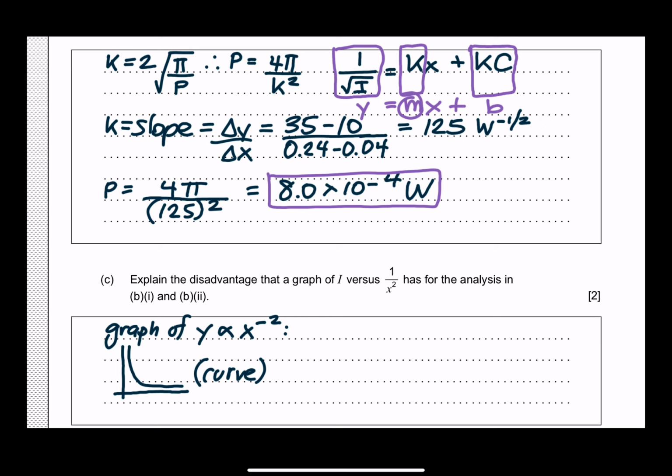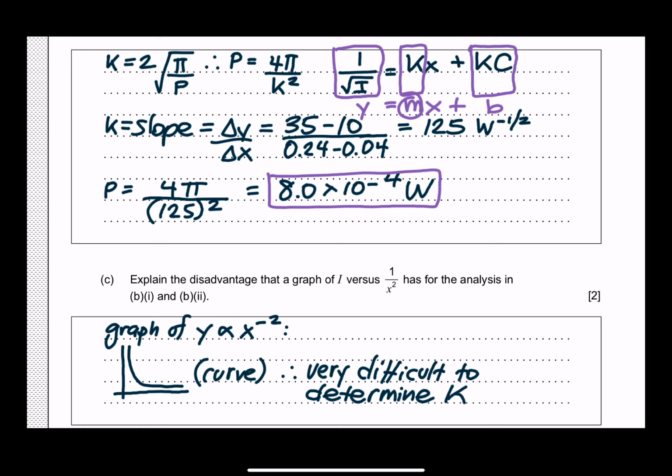This is why we linearize. It's the whole point. Because once you linearize, then you can do things like find the x-intercept and the y-intercept and the slope, which is how we found k. So yeah, it's not impossible, but it would be a heck of a lot more difficult.